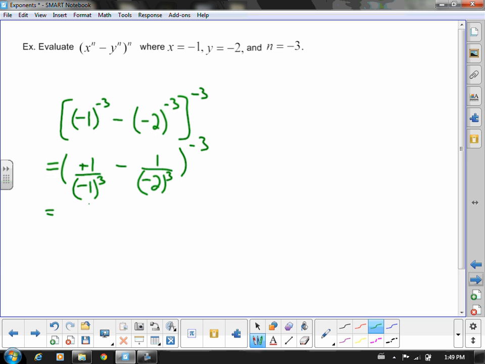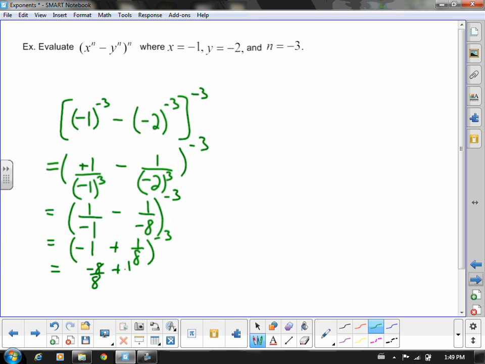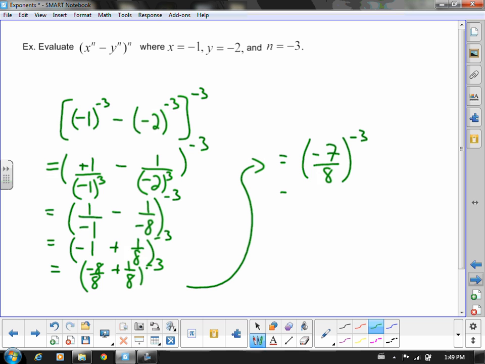So I'm working inside right now. 1 over negative 1 minus 1 over negative 8. I'm going to clean that up a little bit. This is negative 1 plus 1 over 8, since the negative and the negative make a positive. I'm going to go back because I forgot my exponent up here. So then I'm going to have negative 8 over 8 plus 1 over 8 all to the power of negative 3. So then that's going to equal negative 7 over 8 all to the power of negative 3.